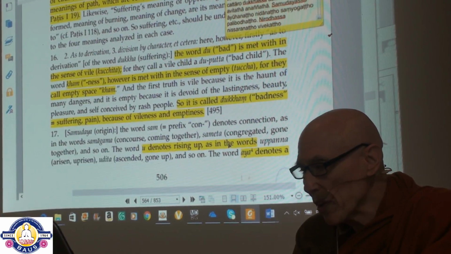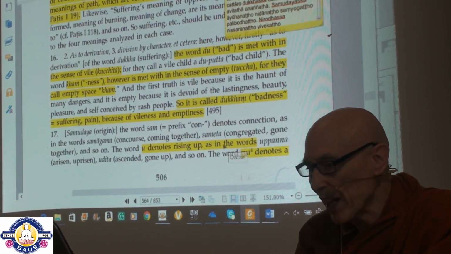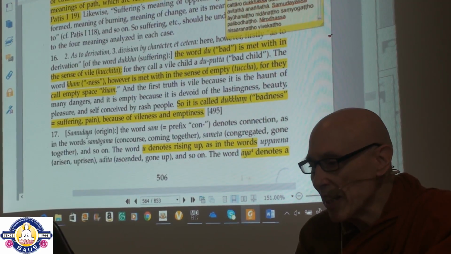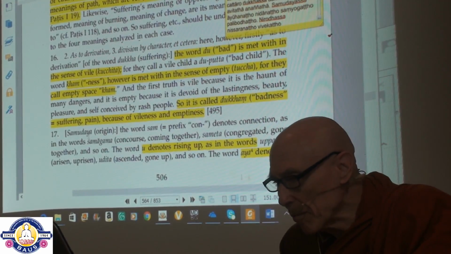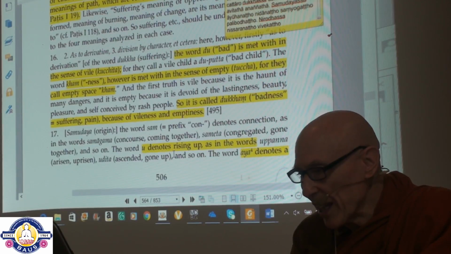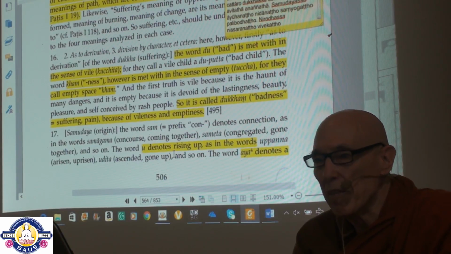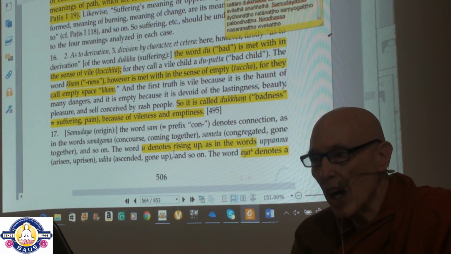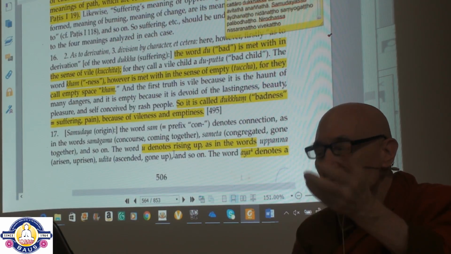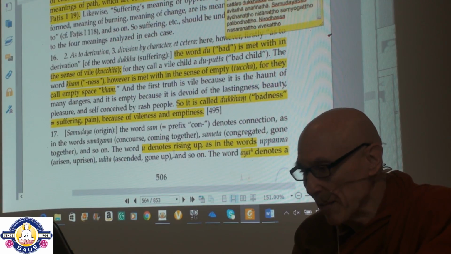Okay, then the word for the origin of suffering is samudaya, which literally suggests the sense of rising up, the uprising, the arising of suffering.